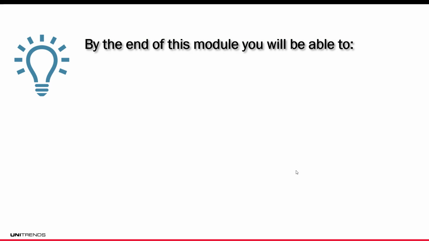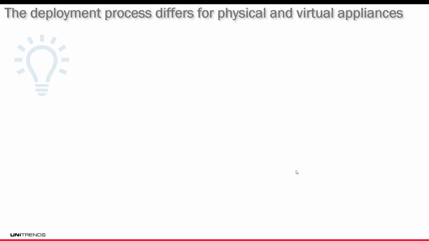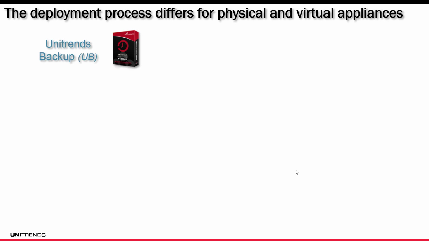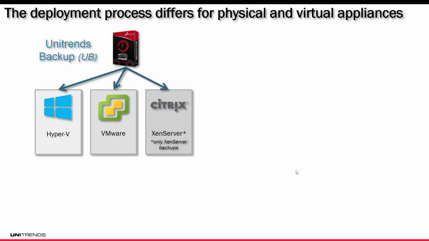By the end of this module, you'll be able to install and configure a Unitrends appliance. The deployment process differs for physical and virtual appliances. Let's take a look. The Unitrends virtual appliance, the Unitrends Backup, can be installed on Hyper-V, VMware, and Xen Server.